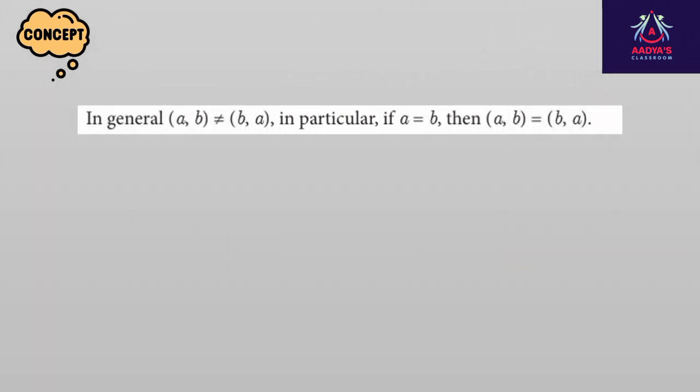Well, in general, A comma B is not equal to B comma A. If A is equal to B, then only A comma B is equal to B comma A. That is, 1 comma 2 is not equal to 2 comma 1. Suppose A and B are both the same, like A is equal to 5, B is equal to 5, then A comma B is equal to B comma A, that is, 5 comma 5 is equal to 5 comma 5.